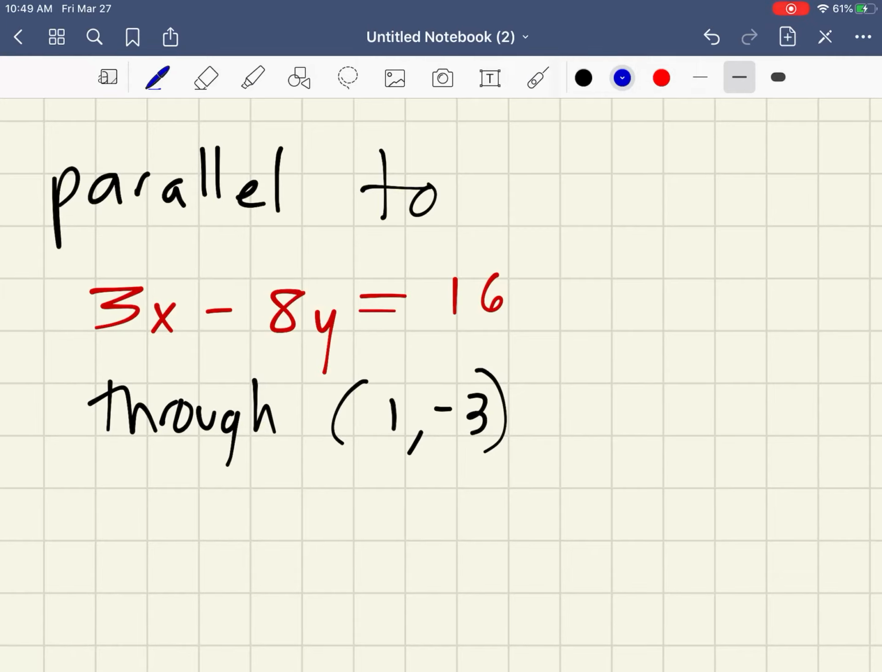This is a video on how to find a line that is parallel and how to find a line that's perpendicular to a given line through a specific point. So example 1, we'll do the parallel.